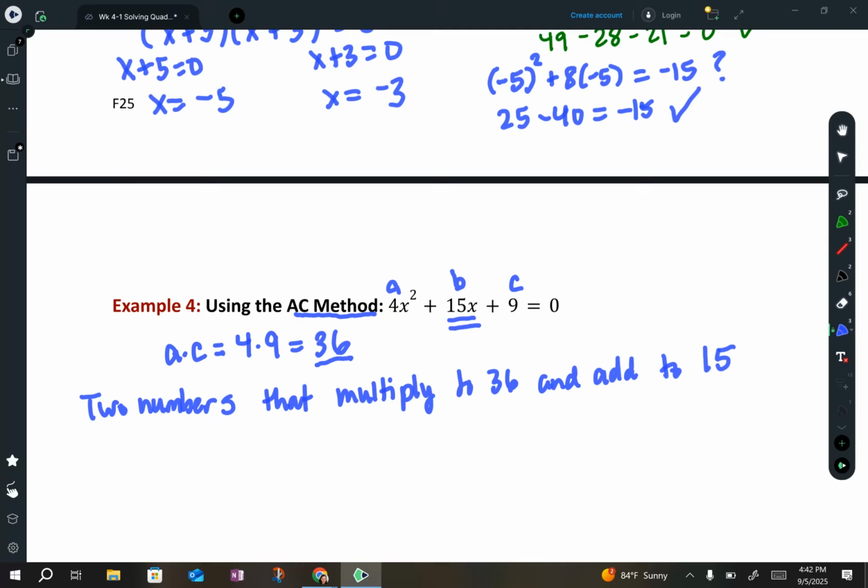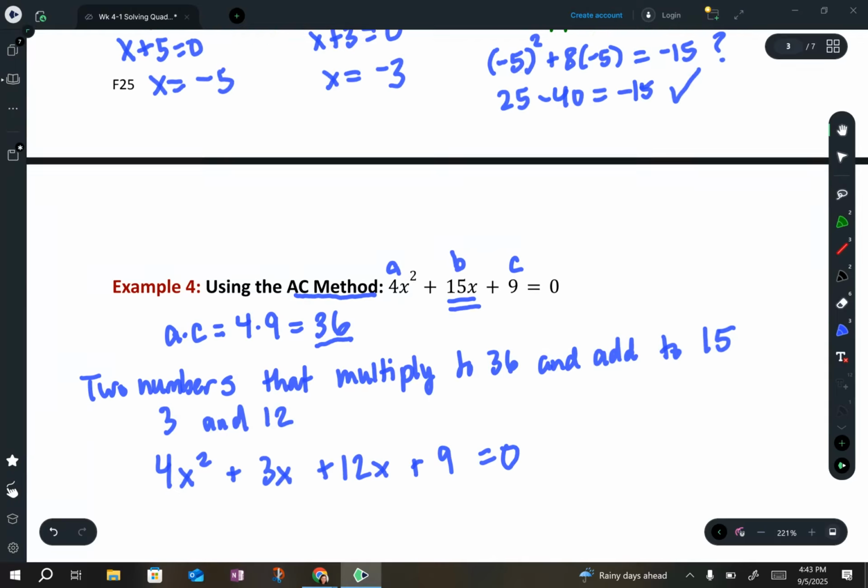Well, 1 and 36, nope. 2 and 18, no. 3 and 12 seem like a good option. So 3 and 12 multiply to 36 and add to 15. So now what I do is I write my equation as 4x squared plus 3x plus 12x plus 9 equal to 0.